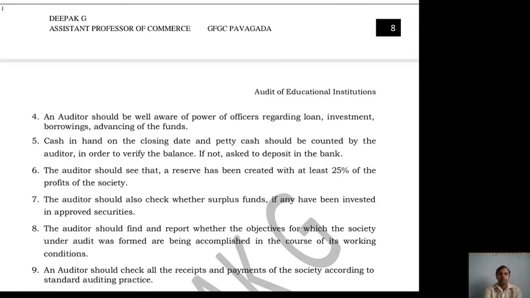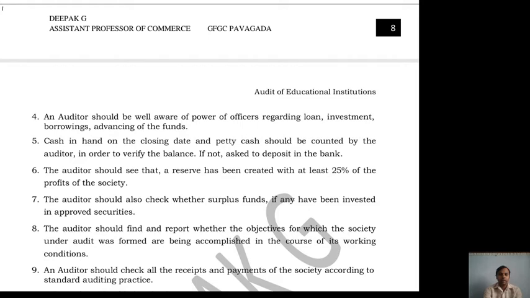We should also see that the reserve has been created with at least 25% of the profit of the society. Whatever profit the society earns, it has to keep 25% as reserve for future need. And you should also check whether the surplus fund, if any, has been invested in approved security. If there is any surplus fund, you should check whether it has been invested or not.